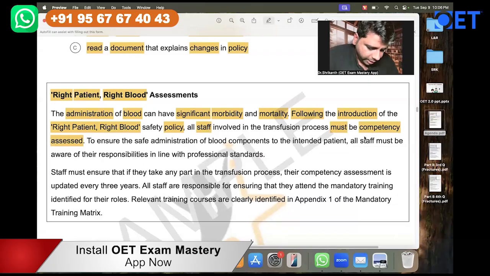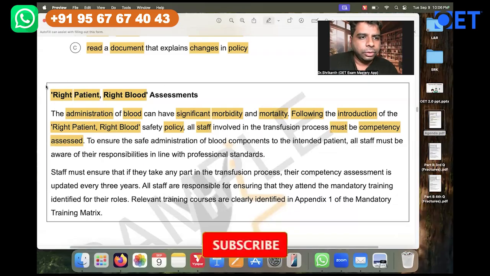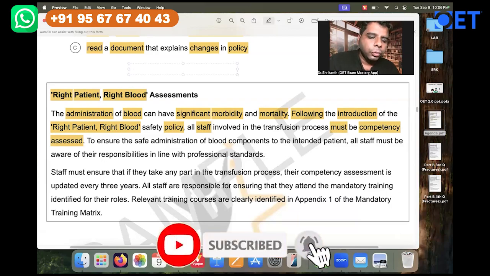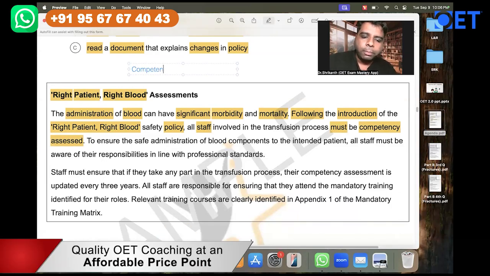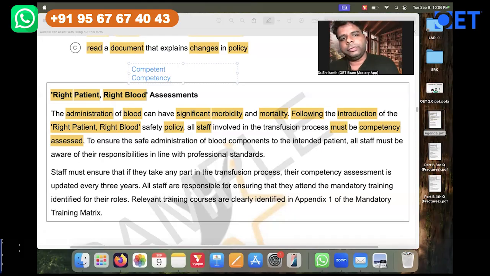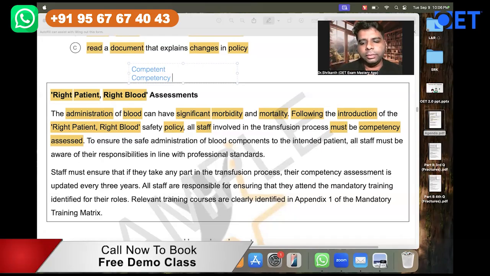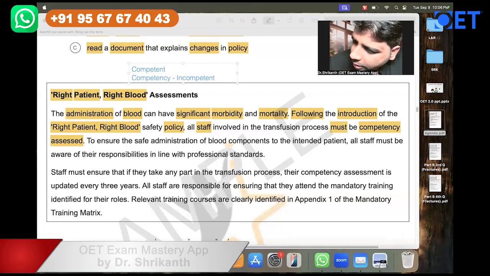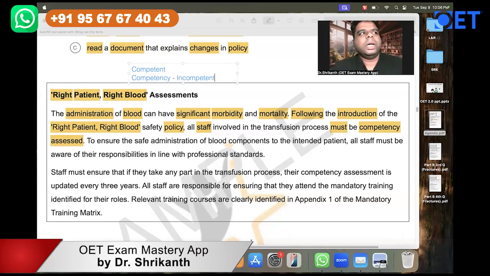Can anyone type the answer in the chat box, or you can unmute yourself and tell me, what do you understand by the term competent or competency? What is the meaning of competency or competent? What is the meaning of incompetent? Incompetent means unable, sir. Competence means able to perform. Yes, that is a close, good answer. I would say it is like 90% correct.